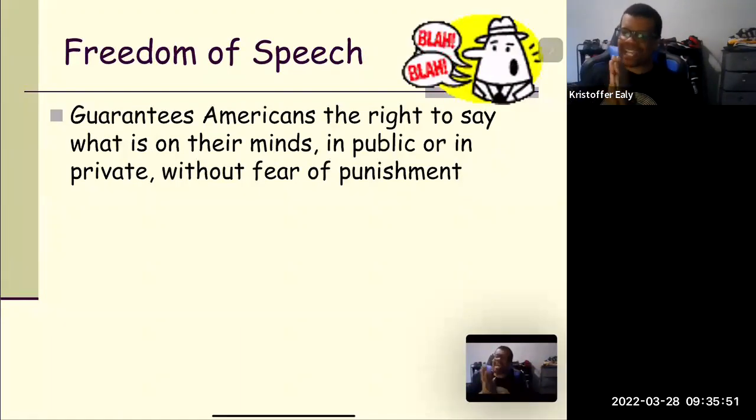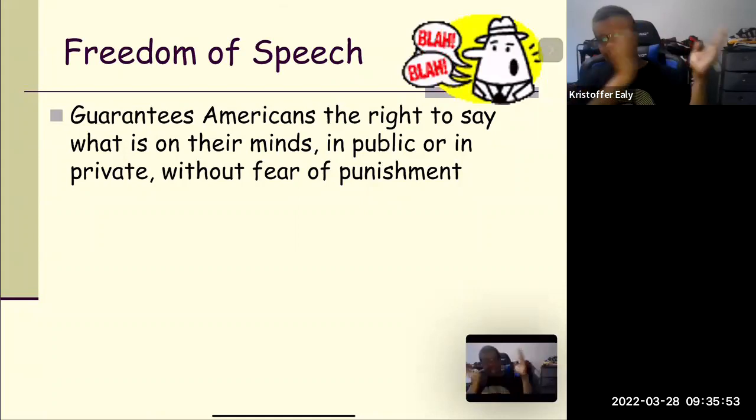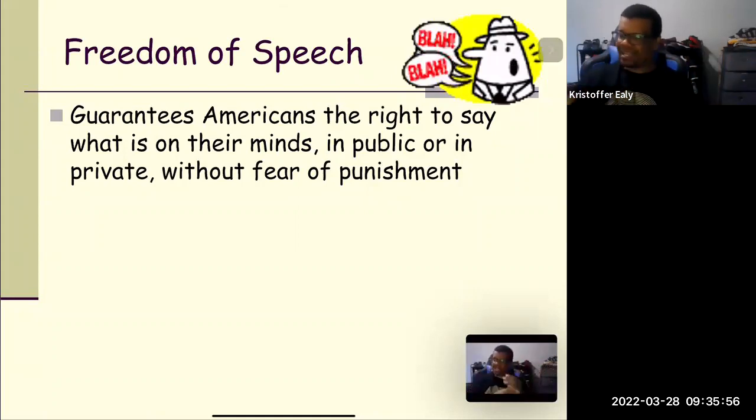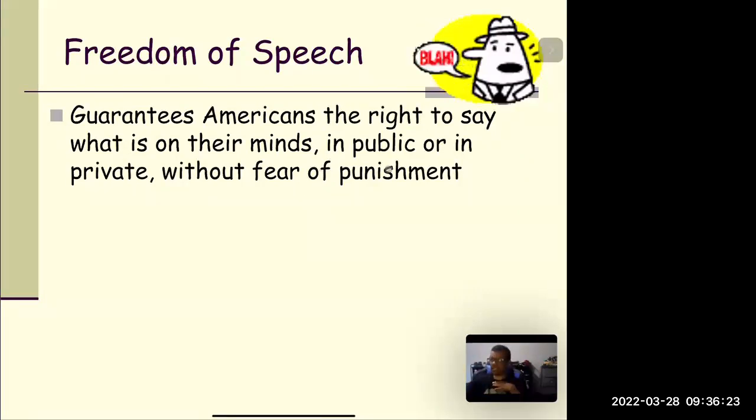I have to add that caveat to this after what we saw at the Oscars last night. Out of fear of punishment or retaliation. What Chris Rock said to Jada Pinkett last night was a dated joke. I didn't even think the joke was that funny. But did he have the right to tell that joke? Yes, he did.